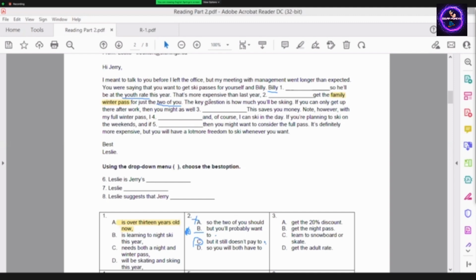We'll go back. Next sentence says, so you will both have to get the family winter pass for just the two of you. Again, the word "both" doesn't make sense. Grammatically, A and D could be rejected because a repetition of the same word is given in different forms, but that is incorrect. So B and C are to be shortlisted. Now we refer to the table and see whether youth rate is more expensive, or adult plus youth is more expensive, or the family winter pass is more expensive.